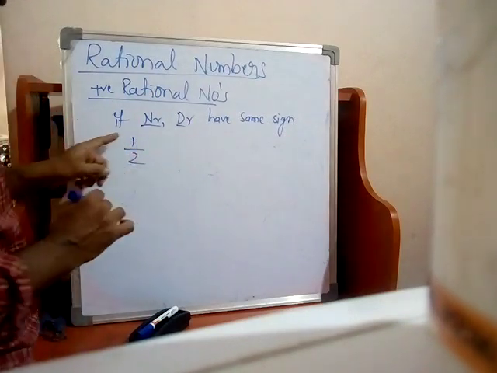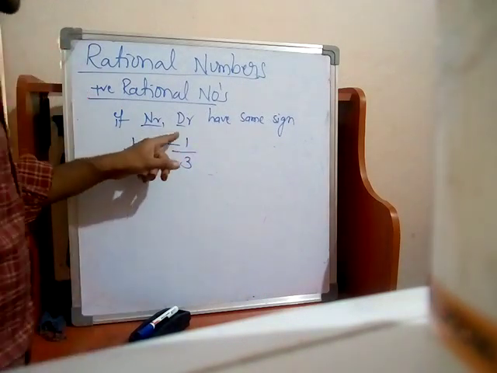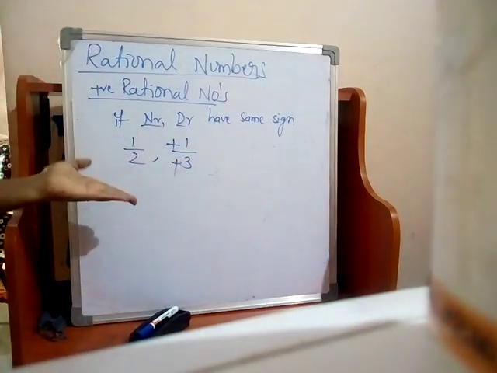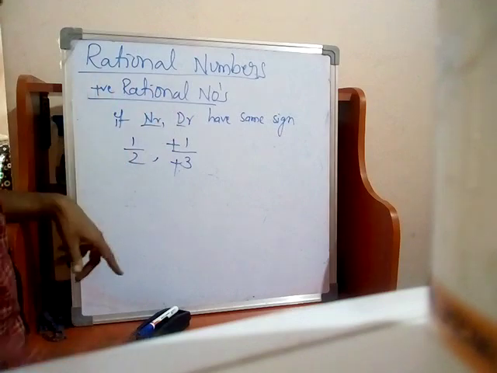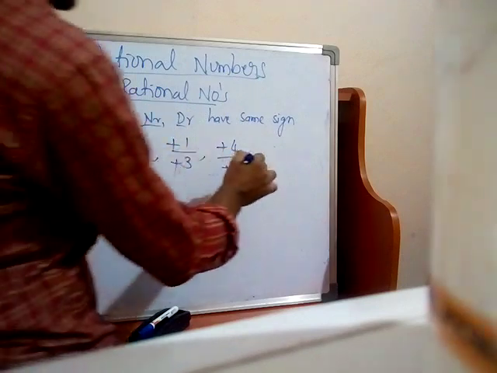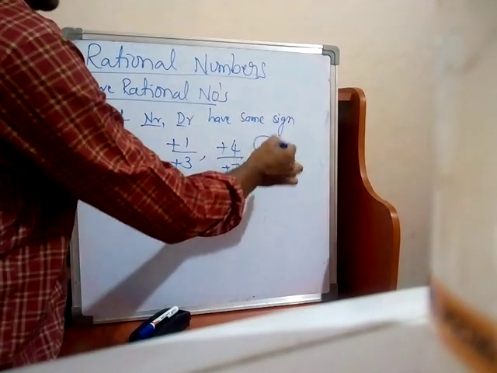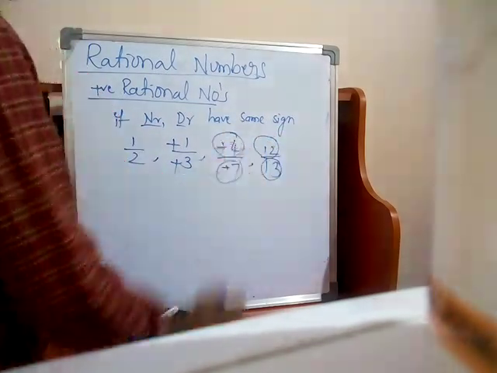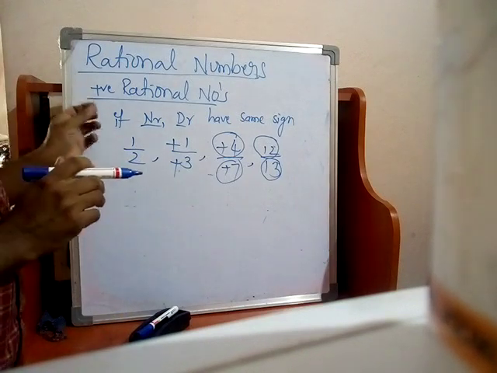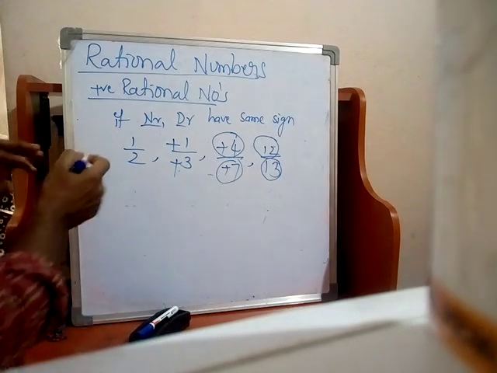1 by 2. Here numerator is plus, denominator also plus. Minus 1 by minus 3. Numerator is negative, denominator also negative. Negative, negative cancel, so it becomes positive only. This is a positive rational number, this is a positive rational number. Minus 4 by minus 7. If you cancel, it becomes positive. 12 by 13. So this is also positive. Means numerator and denominator both have the same sign, that is a positive rational number.